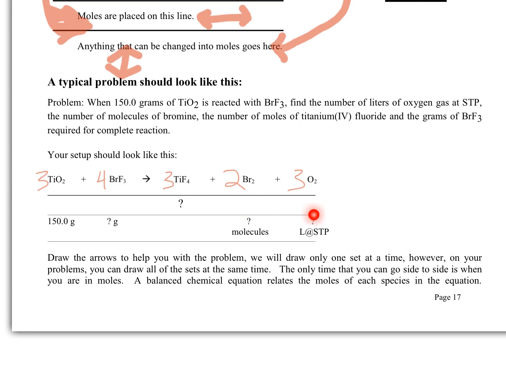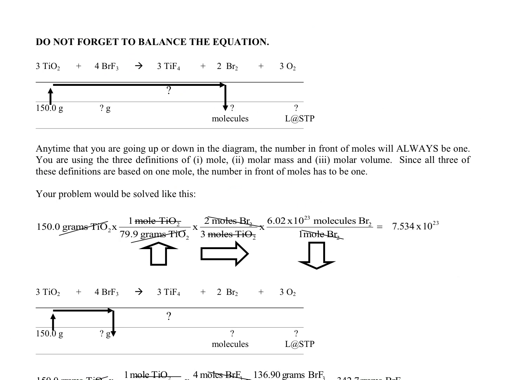I put what I was given, 150 grams of titanium 4 oxide, in the non-mole area. Only moles can go in this line. It goes in the non-mole area below what it is. I put a question mark for everything I'm looking for. Then I will draw arrows to help me figure out how many steps I need to solve each one of these and what conversions I will need. So let's look at the first one on the next page.